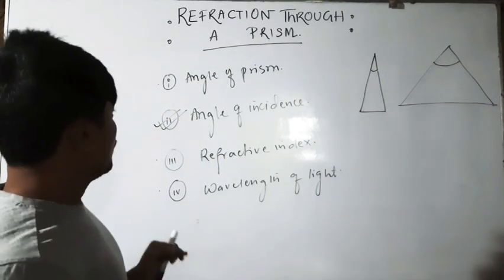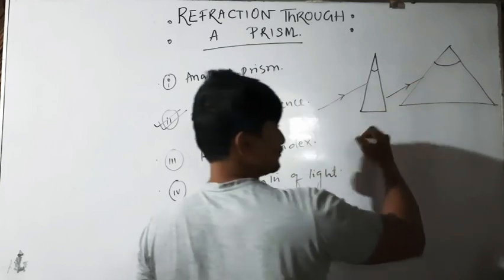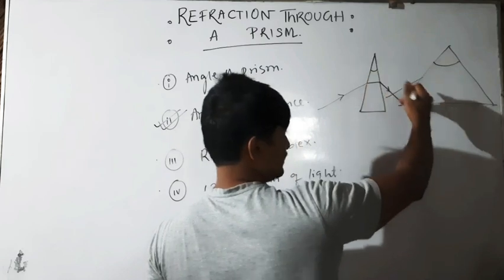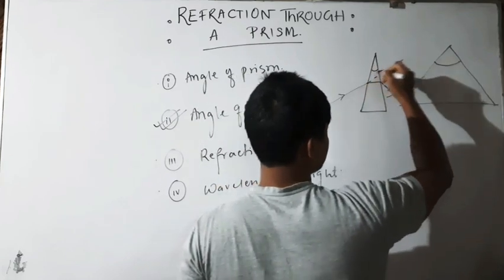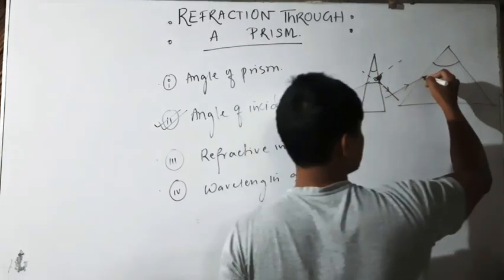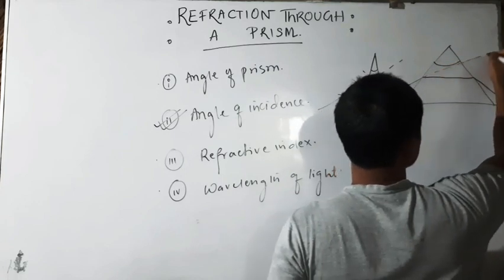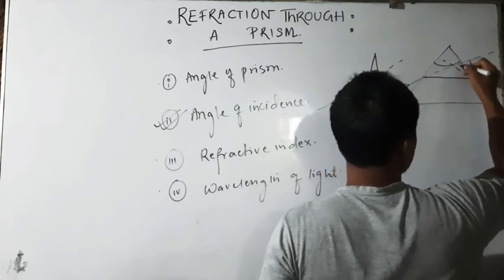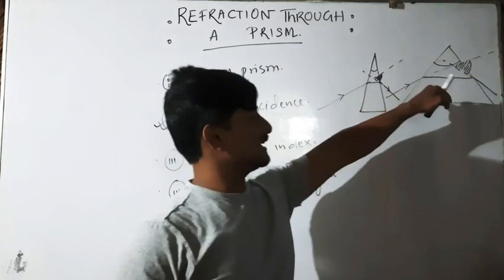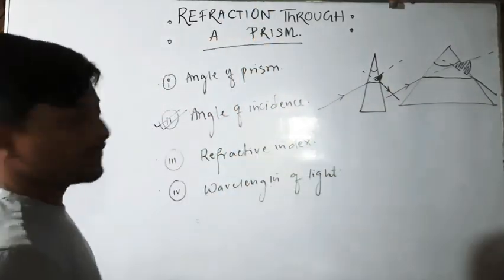Understood? So now what happens, you see, if the same incident angle is incident on both prisms, here also when it comes out it will go in this way. So look at the deviation angle here. Look closely. This is the deviation angle here. Similarly here, this is the deviation angle. In which case is it greater? Obviously in the second case. That means the more the angle of prism, the more will be the angle of deviation.